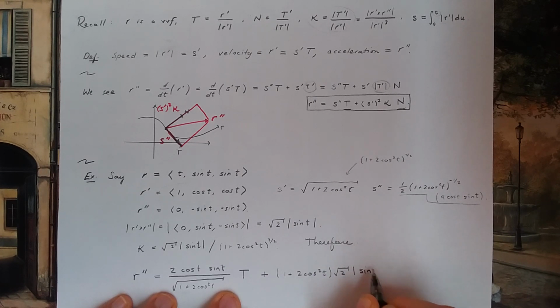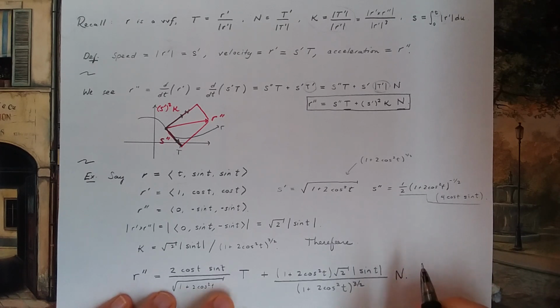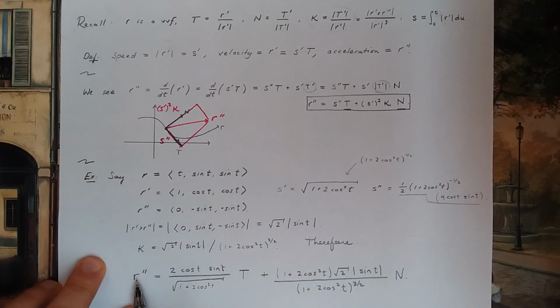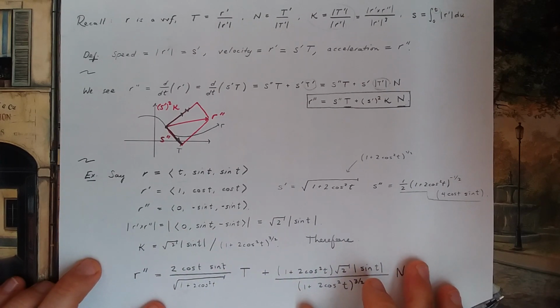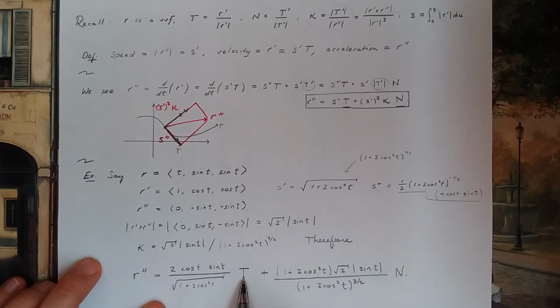absolute value of sine t, divided by 1 plus 2 cosine squared t to the 3/2 power, times N. So I was able to express the acceleration as a combination of the unit tangent and the unit normal vectors without actually having to compute T or N.